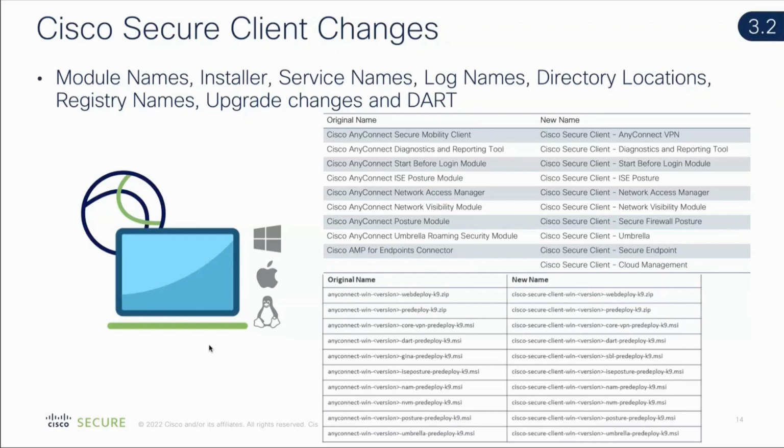In order to differentiate from the ISE posture, we were renaming it to Secure Firewall Posture Module. And Umbrella Roaming Security Module is renamed just to Cisco Secure Client Umbrella. Whenever you're trying to download AnyConnect packages or Cisco Secure Client packages from software.cisco.com, you can basically refer to different names. So you can download the AnyConnect as well as the Cisco Secure Client now, just to differentiate what client that you wanted to make use of.